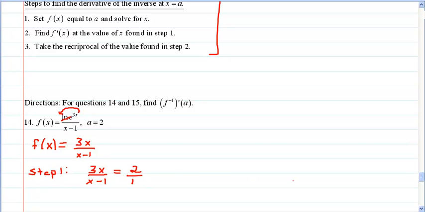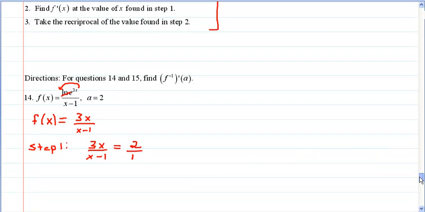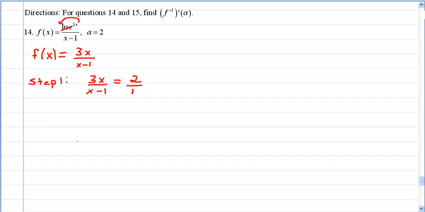So to solve for x, I will cross multiply, and I get 3x equals 2 times x minus 1, and I get 3x equals 2x minus 2. And when I solve for x, I get x equals negative 2. So that's step 1.